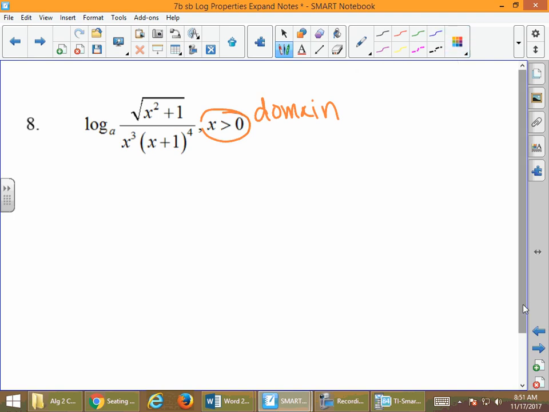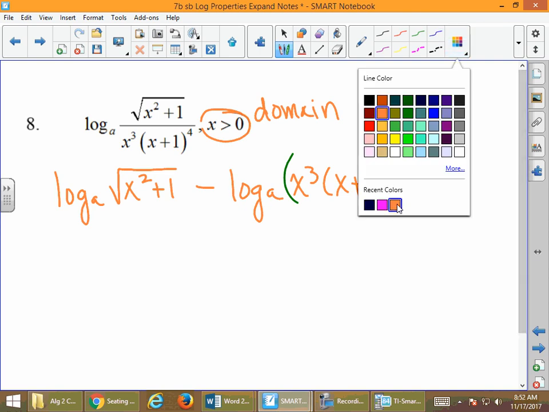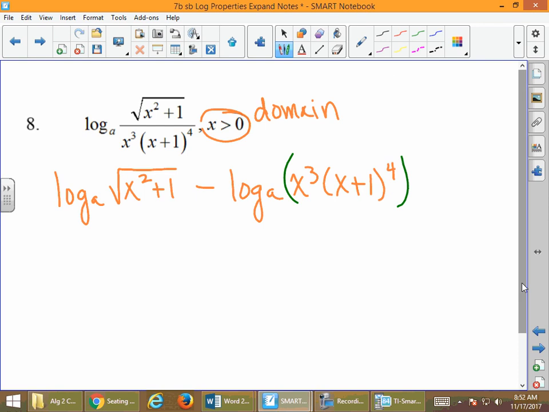So when we look at this one, we have division again. And take it piece by piece. So this is log base A of x squared plus 1 minus log base A of x cubed times x plus 1 to the 4th. And if I want to get really technical here, I really think that needs parentheses all around it. Because that logarithm applies to that whole function there. And sometimes I get lazy and I don't write it. But at least mentally in your head, make sure you get that. So make sure that you know that whole expression there applies to that log base A.